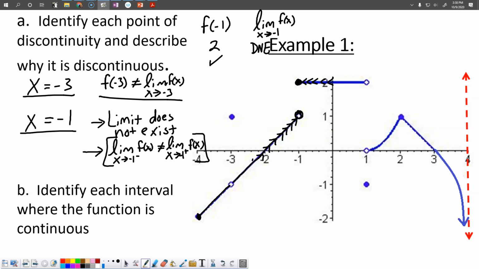All right, let's do it again. So we're done with that one. So we found that the function is not continuous at x equals -3 because the value of the function does not match the value of the limit. We've also found that the function is not continuous at -1 because the limit doesn't exist at -1. And the reason for that is because the limit from the left and right don't match. Let's go ahead and see if we can find any more discontinuities.